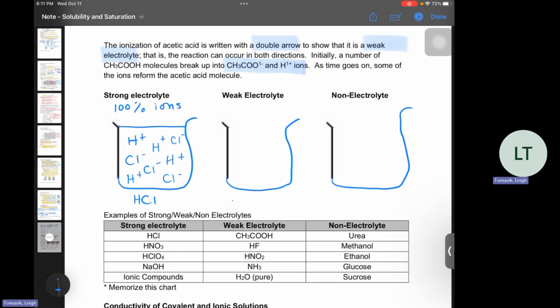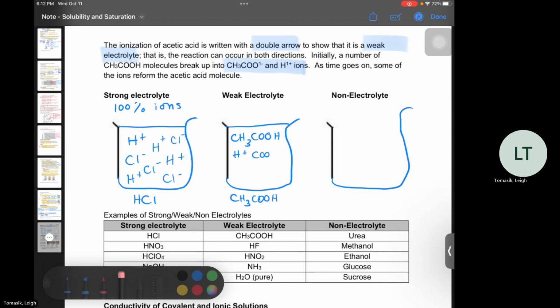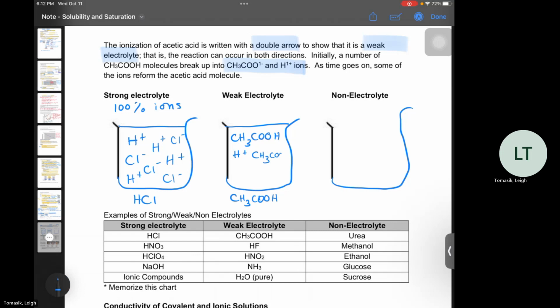Okay, a weak electrolyte, like acetic acid, will have some where it's the molecule and some where it's the ions. Some exist as ions, but some exist as molecules.